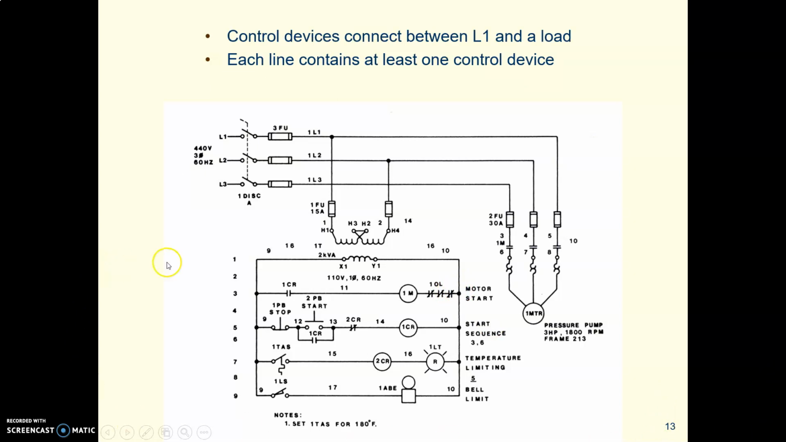The controls always go between L1, this vertical left line, and whatever the load is. And each line has to have at least one control device. It might be contacts from the control relay, it might be a switch, it might be a float switch or a temperature switch, some kind of control.